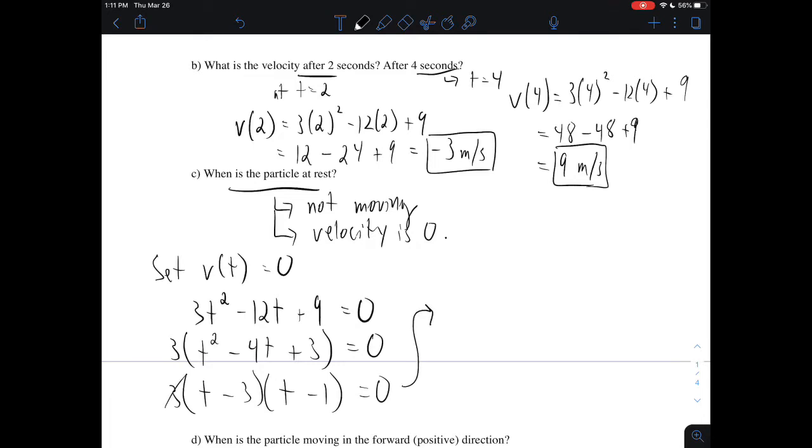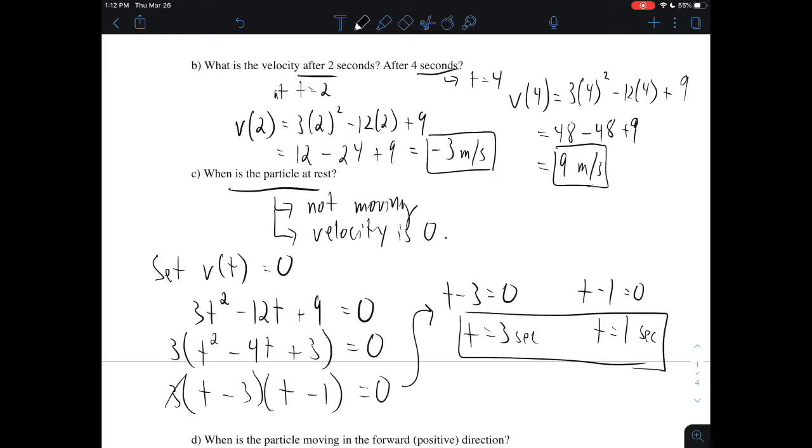This is just going to give me 2 resulting equations. T minus 3 equals 0 and t minus 1 equals 0. Which means at 3 seconds and at 1 second, that is when this particle is at rest.